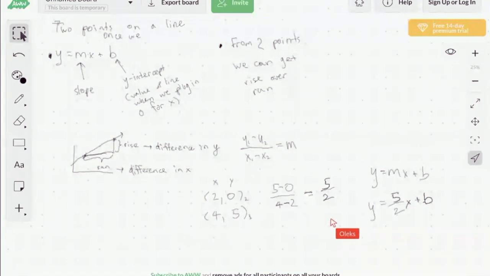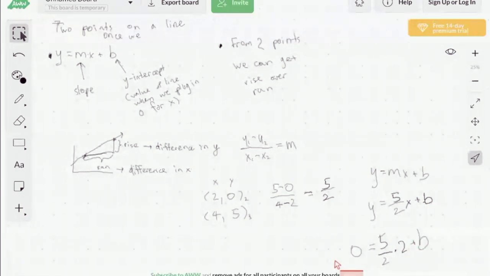And what we can do is we can use one of these points and solve for b, because this equation gives us how to transform x into y. If we know what one of the x's is, and we know what the y for that x should be, we can find out what b is. So let's just plug in, let's do 2, 0, because those numbers seem smaller. So y is 0, so we can write 0 is equal to 5 over 2 x, x is 2. So 5 over 2 times 2, and then plus b, because we don't know what b is.